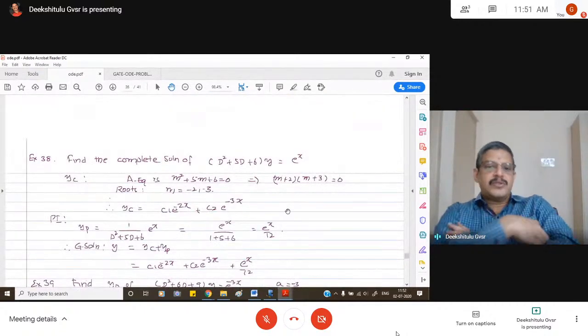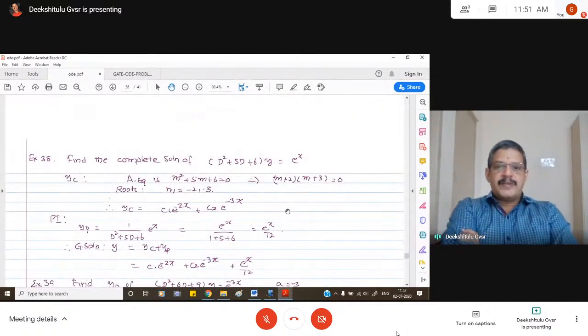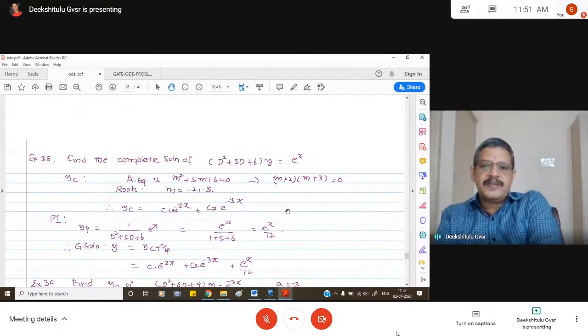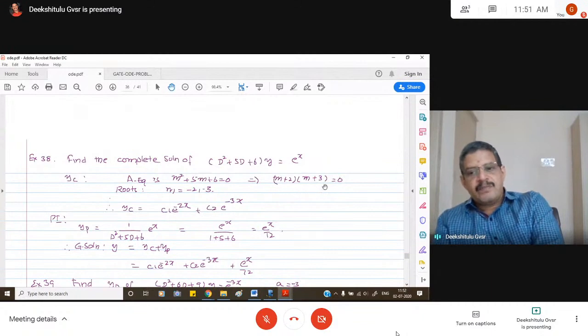Next, find the complete solution of d square plus 5d plus 6 y is equal to e power x. For the complementary function, the auxiliary equation is m square plus 5m plus 6, and if you factorize this, m plus 2 into m plus 3 is equal to 0. So roots are m is equal to minus 2 and m is equal to minus 3. So the complementary function, roots are real and distinct, so it becomes c1 e power minus 2x plus c2 e power minus 3x.